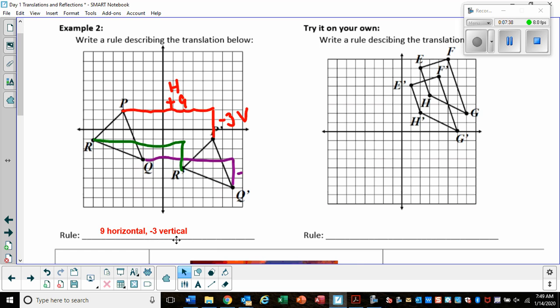Okay? If you wrote move to the right 9 units and down 3 units, that works too. But the important thing is to start with the letters that are for your pre-image, which are the letters just by themselves. The little apostrophe means that's what happens after a translation. Okay, so now you guys are going to try this one on your own.